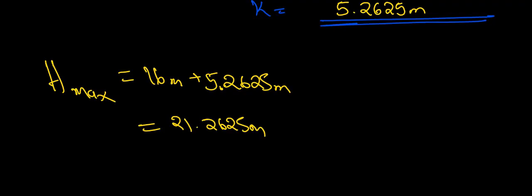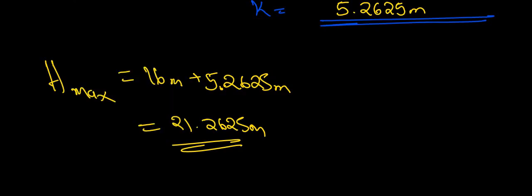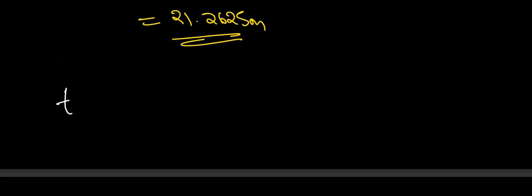21.625, I think. Yeah. So this is the h max. If you have the h max, we can proceed to get the time for the fall, which is our t2. Let me give you the equation here. It comes from h max.